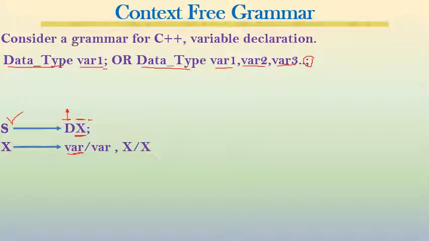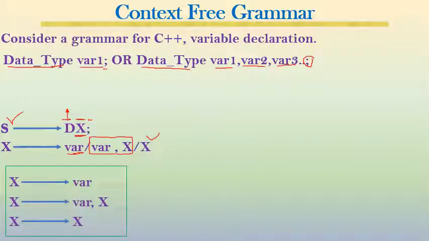For example, integer X. The slash means that X can also be replaced with variable comma X, followed by another X, and X can also be replaced with another X. So you can see here that you can also write this single production as these three productions: X can be replaced with a variable, X can be replaced with variable comma X, or X can be replaced with X.